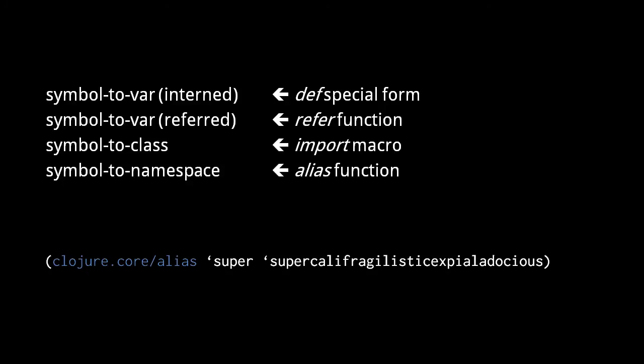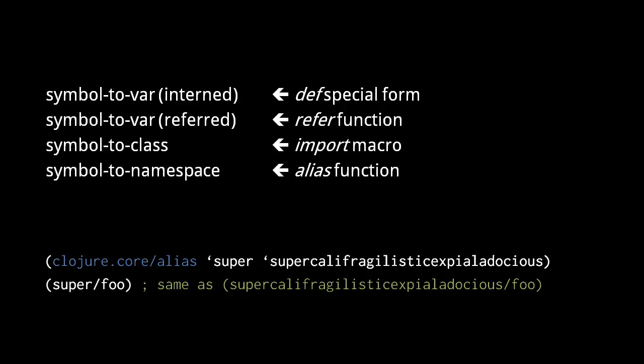Mappings to other namespaces are created with the alias function. When the evaluator resolves fully qualified symbols, it looks for the specified namespace in a global table of namespaces, but if not found there, it will also look for a namespace alias in the current namespace. So after we create this alias super, we can use it in place of the full name supercalifragilisticexpialidocious.